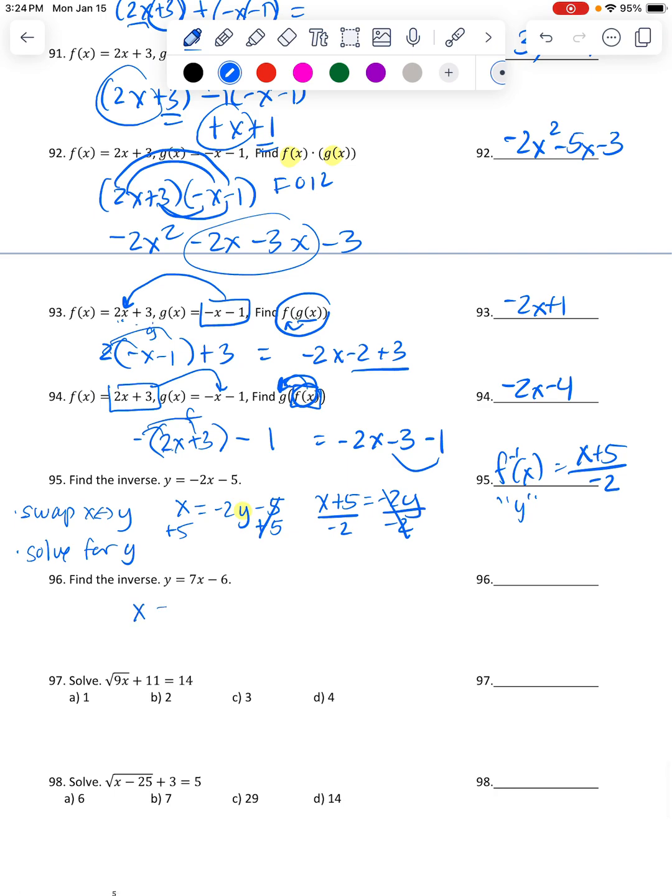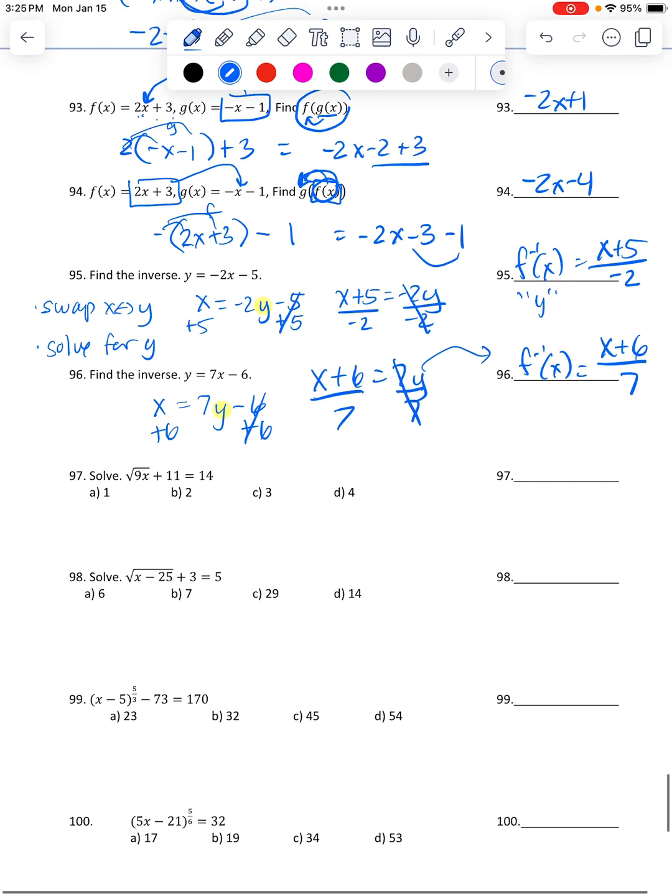Same thing here. I'm going to put the x where the y was and the y where the x was, and then I'm going to move stuff around until I have this y alone. I'll start by adding 6. So x plus 6 equals 7y, and then divide by 7. So instead of writing y, we write our little fancy notation for inverse, and we have x plus 6 divided by 7.